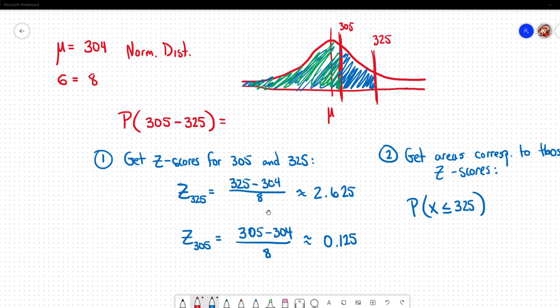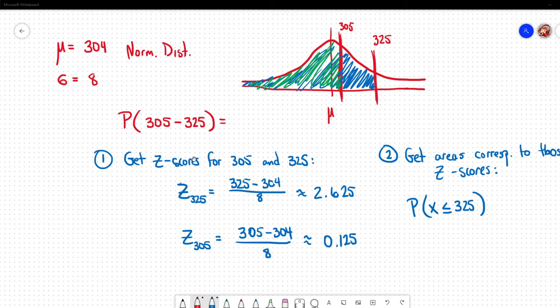So a 2.625. If you look it up on your table, a 2.62 would be a 0.9956, and if you went for the 2.63, you should be getting a 0.9957. So you see, it's really not a huge difference. When you get to large z values, very far away from the mean, the numbers really don't change by much.